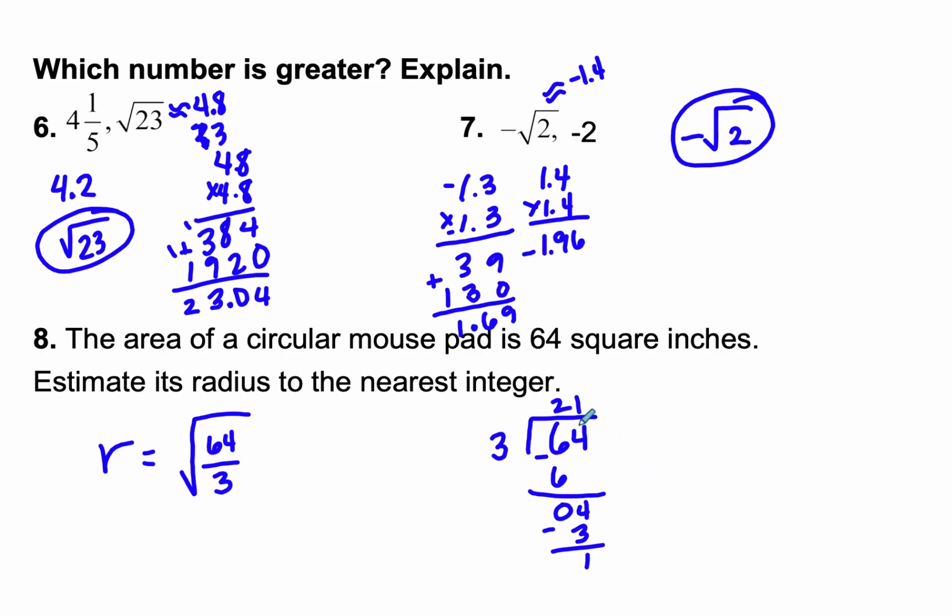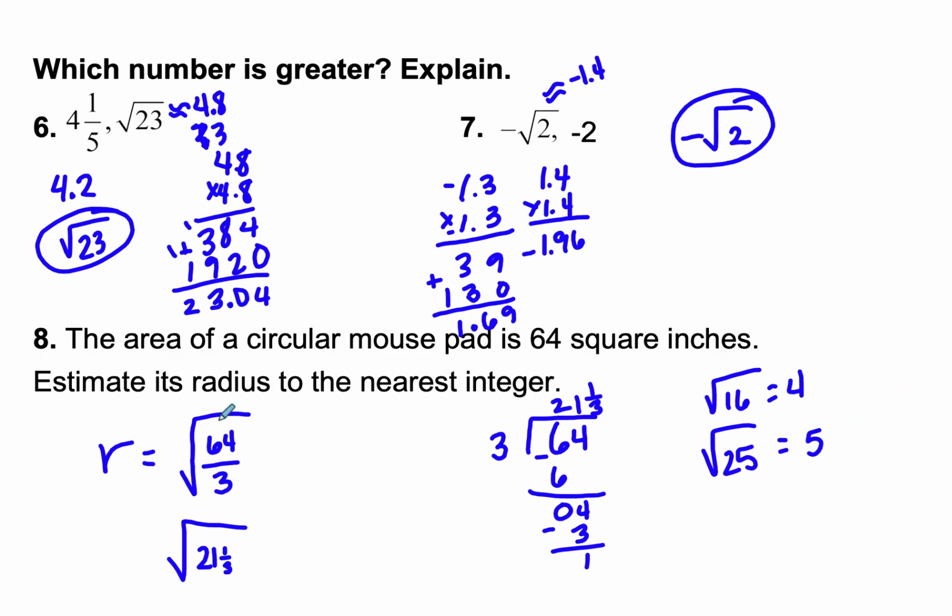Okay, so let's see. I'm going to just do a mixed number here, 21 and 1/3. So the square root of 21 and 1/3, which is like 21.3 repeating. That's what I'm trying to estimate. I know it's going to be in between the square root of 16, which is 4, and the square root of 25, which is 5.